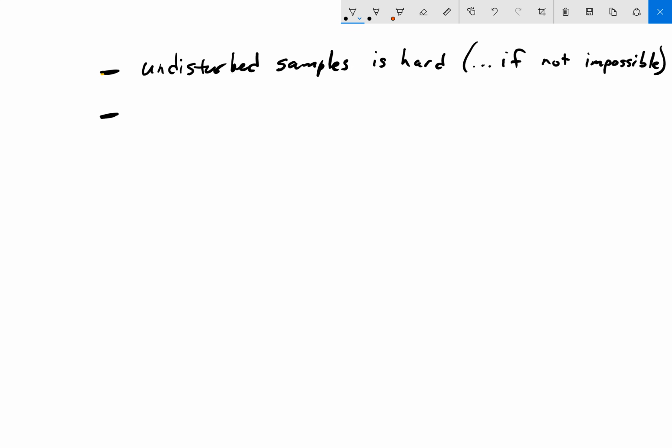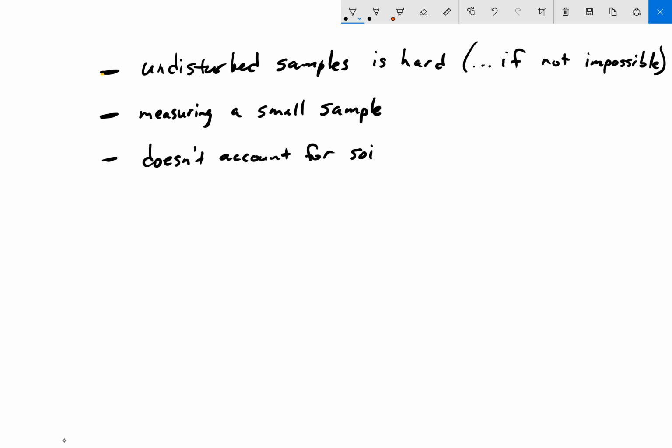Here's another problem. I'm only measuring a small sample. Who's to say that my sample, though, is representative of all the soil that's in the field? I'm only measuring one little point of soil in the field, if you think of it that way. I'd rather be measuring the hydraulic conductivity of all of the soil in the field. And this one ties into the second one. It doesn't really account for soil layering.